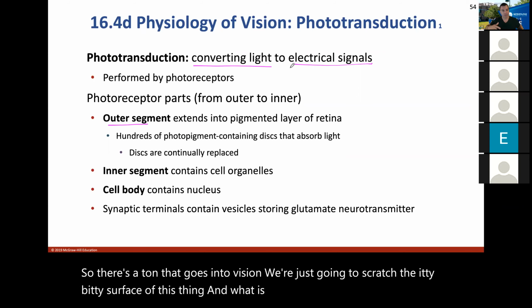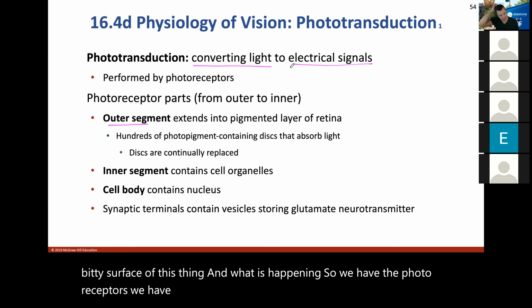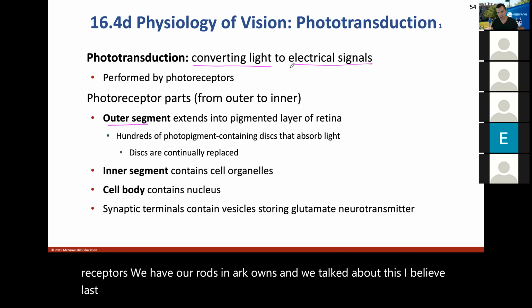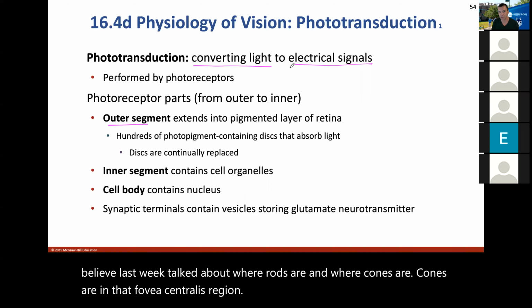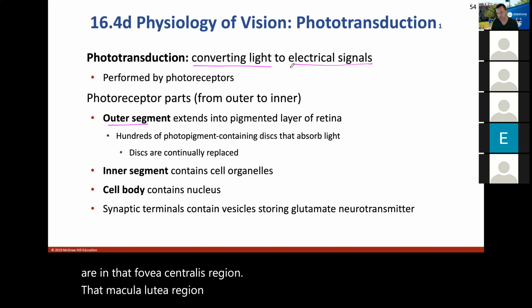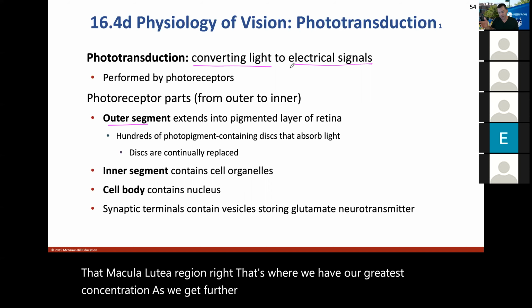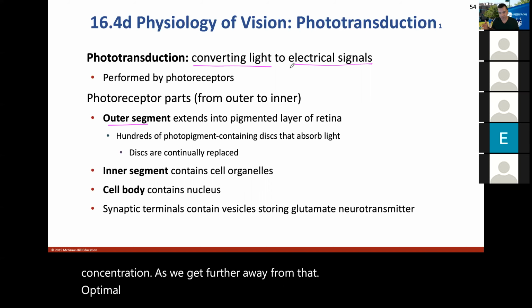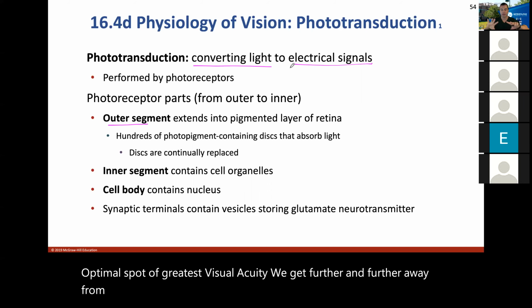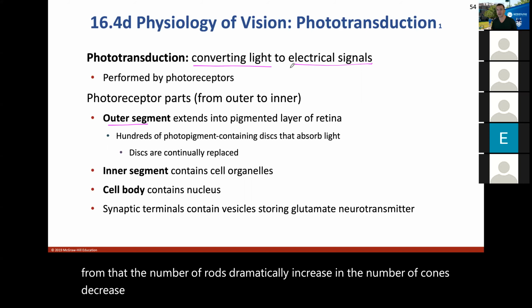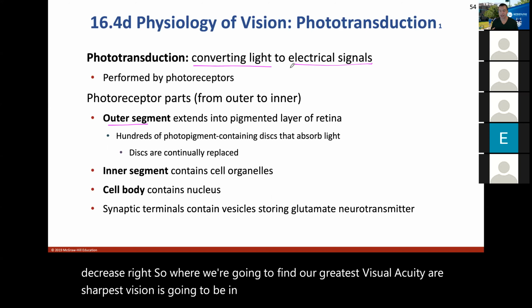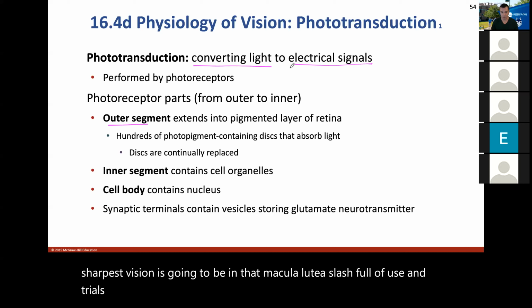So we have the photoreceptors, our rods and our cones. We talked about this, I believe, last week, about where rods are and where cones are. Cones are in the fovea centralis region, the macula lutea region. That's where we have our greatest concentration. As we get further away from that spot of greatest visual acuity, the number of rods dramatically increases and the number of cones decreases. So our sharpest vision is going to be in the macula lutea and fovea centralis, where we have our greatest number of cones.